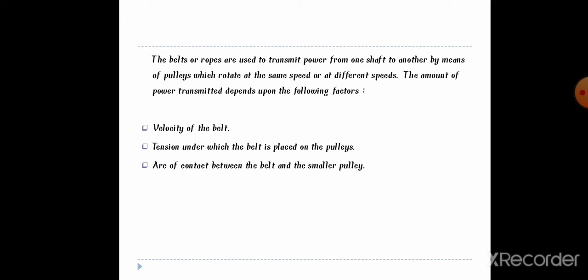The amount of power transmitted by these belts or ropes depends upon the following factors: velocity of the belt, tension under which the belt is placed on the pulley, and arc of contact between the belt and the smaller pulley. The arc of contact of the smaller pulley plays an important role in power transmission.